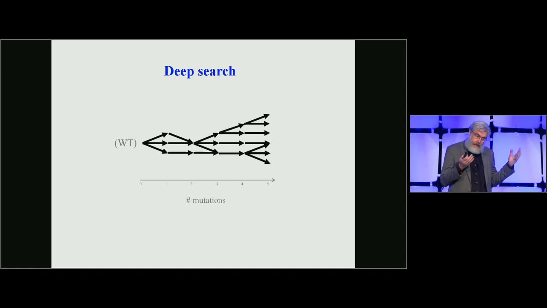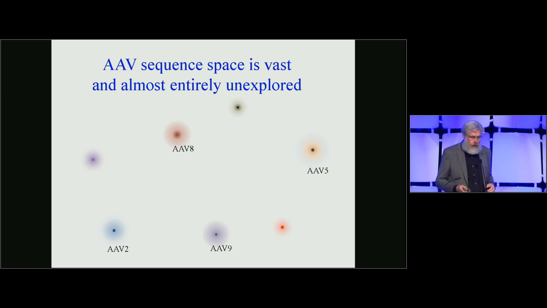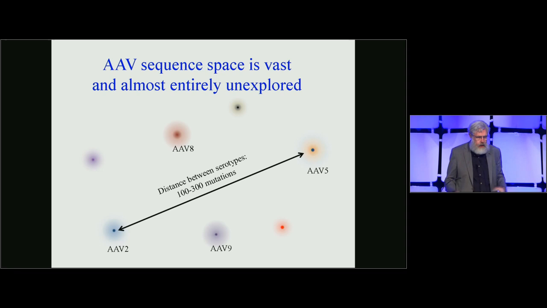So now we take that background wide search, and we do a deep search where we use machine learning to inform where we're going to go. And why is this deep search important? It's because of this whole space between the vectors that we currently use, there's this huge distance of up to 300 mutations between common serotypes. But the exploration in the past has been limited to 1 to 4 mutations.